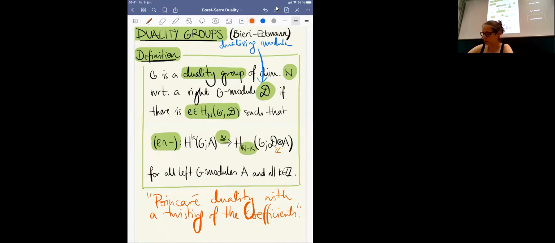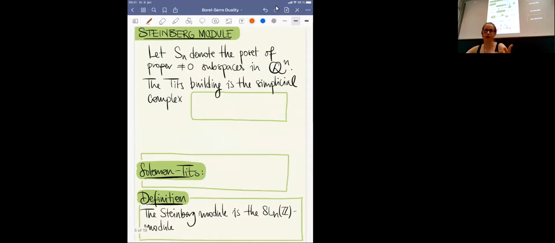Okay, so now, to state the theorem of Borel-Serre duality, specifically for torsion-free finite index subgroups of the special linear group, we need to introduce the Steinberg module. Here I'm just repeating what Peter said. We let S_n denote the poset of proper non-zero subspaces in Q^n. And then the Tits building is the simplicial complex we get when we take the realization of the nerve of this poset.